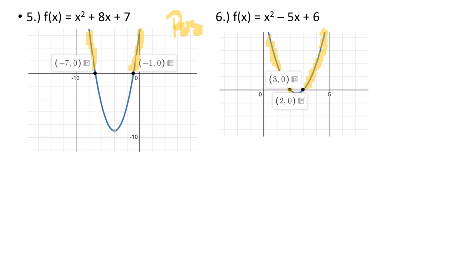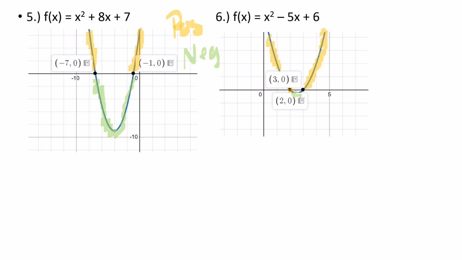And it will work for quadratics. It'll work for other things as well. And then we'll do negative in green. Negative will always mean below the x-axis. Okay, that is what it will always mean.